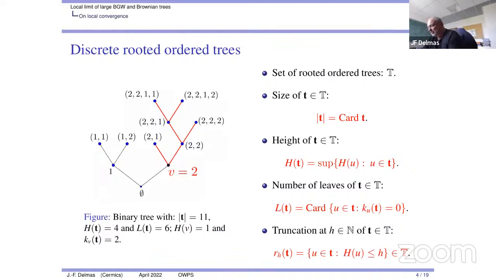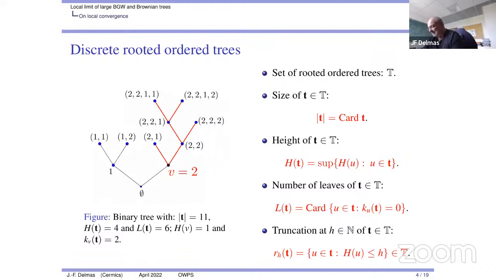Okay, the total size of the tree is the cardinal. So in this case, if I didn't make a mistake, it is exactly 11. The height of the tree is the number of generations. So here we have generation 0, 1, 2, generation 3, and generation 4. So the height is equal to 4. The number of leaves, these are the vertices with out degree equal to 0. So they are here. And this is exactly 6.